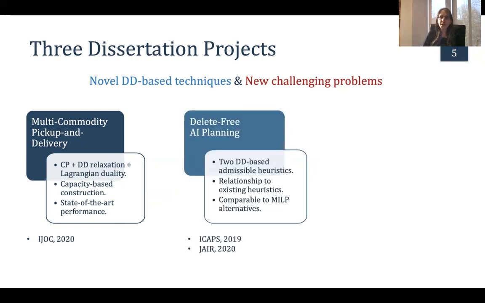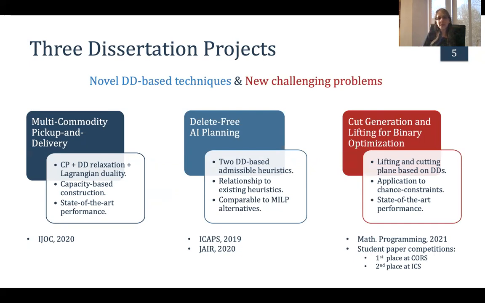The second project is on delete-free AI planning, where we propose 2 DD-based admissible heuristics and relate them to existing heuristics in the literature. And we also compare to MALP alternatives. This work was published in ICAPS and also in JAIR.